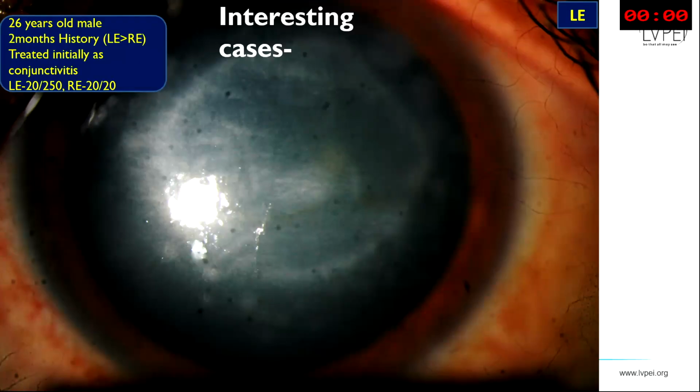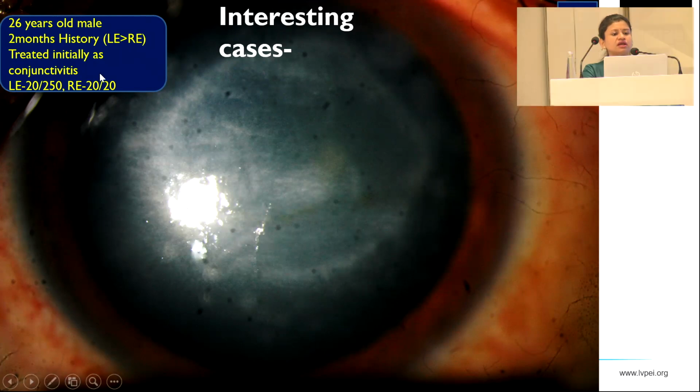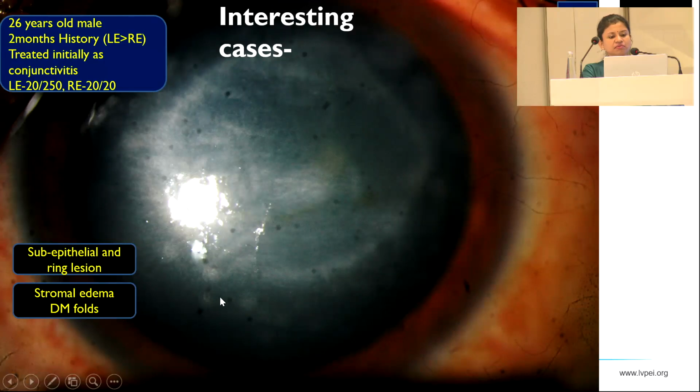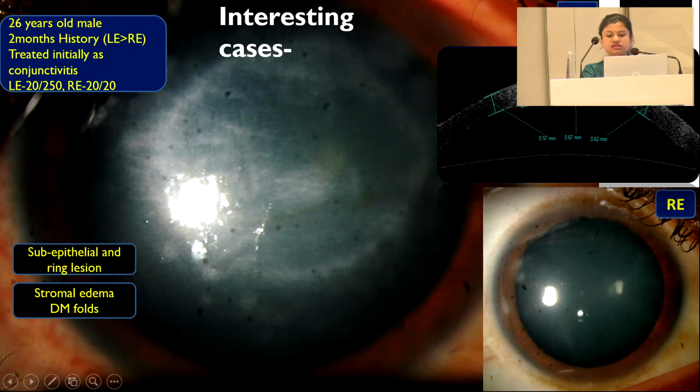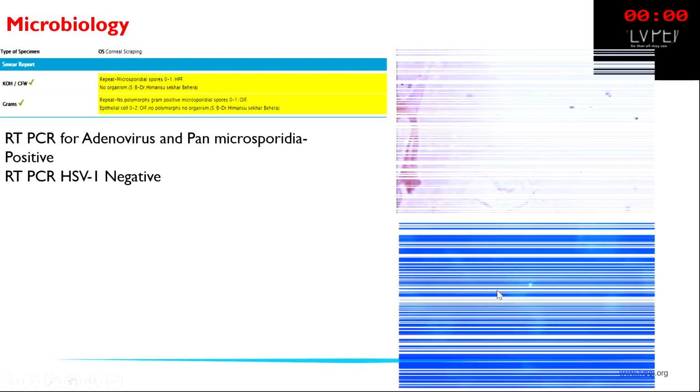So this is an interesting case where a 26-year-old male who was previously treated for epithelial keratitis with us came after 2 months with very atypical ring-shaped stromal lesions with edema and surrounding subepithelial lesions. This is the AIOS 2025 which shows the corneal edema and subepithelial scar. This is the other eye which has peripheral subepithelial scars.